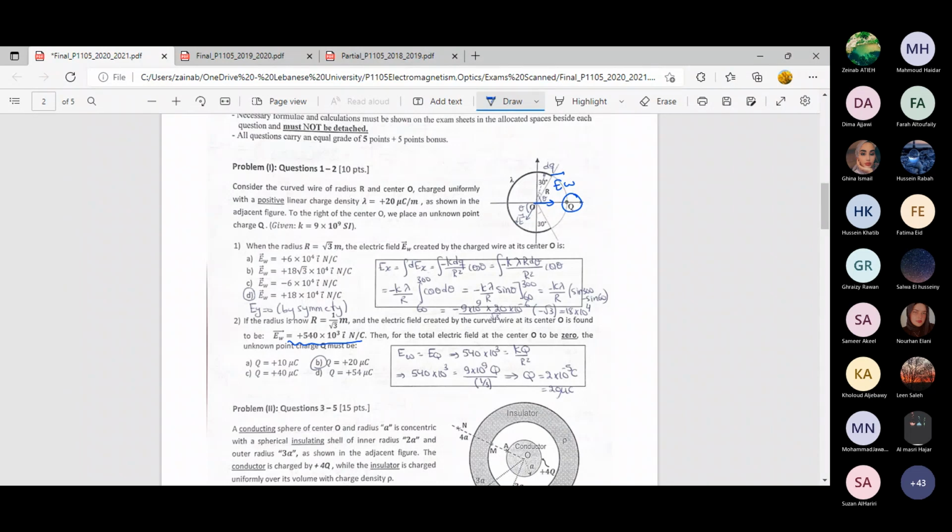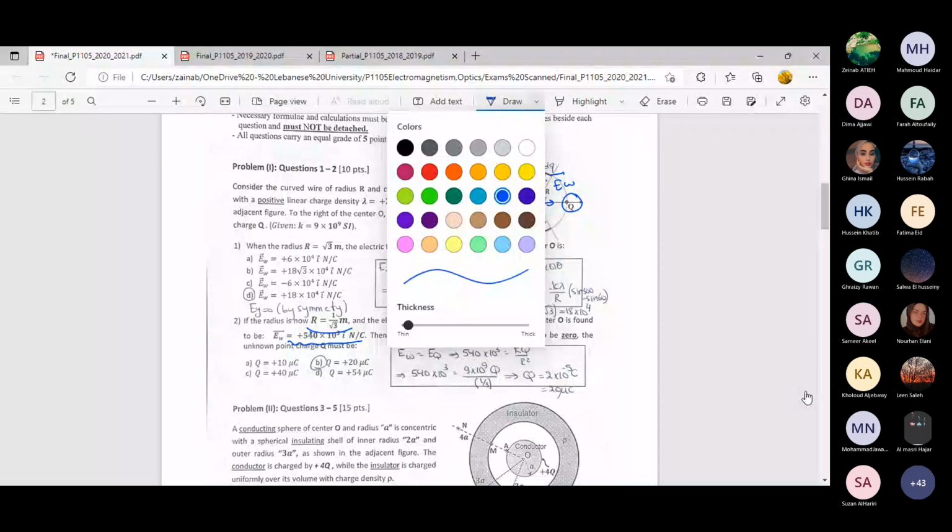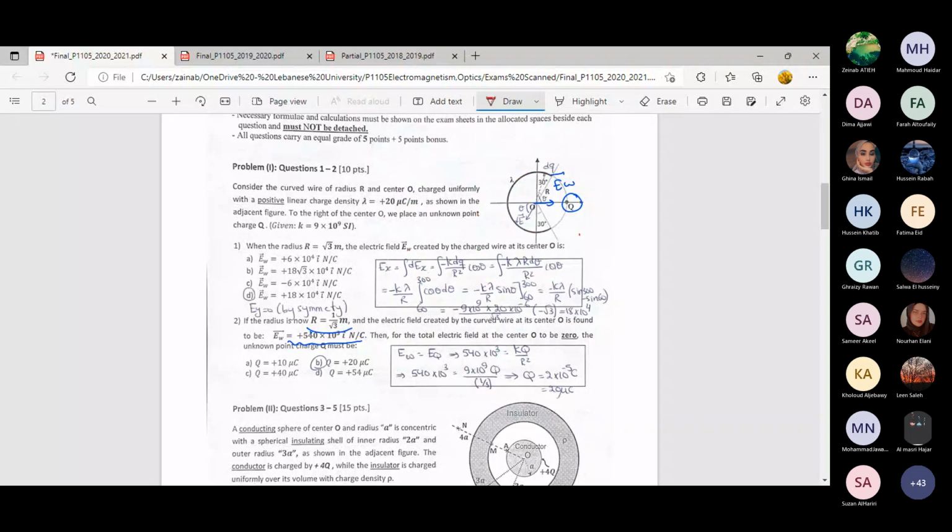Assume they have changed R. So when R is changed, for sure the electric field created by the wire will change. So he gave me EW, and he told me what charge must be placed at Q so that the total electric field is zero at O. So before I work, to get a zero electric field at O, we have two sources of electric field: the electric field created by the wire and the electric field created by Q.